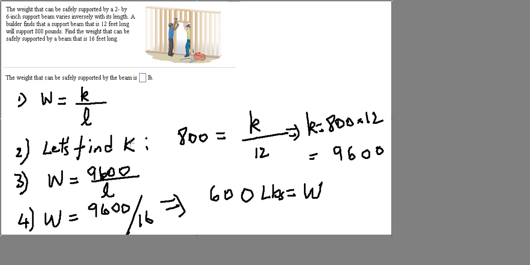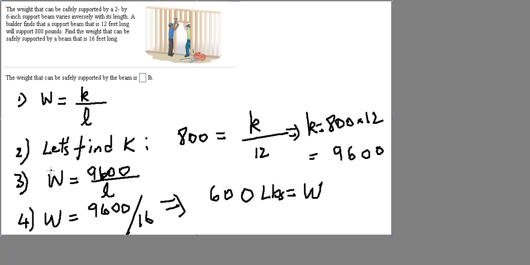So again, to solve a proportion equation, step 1, write the formula W equals K over L, because this is inversely proportional. If this was directly proportional, then it would be K times L. Then in the second step, we find K. We are given 800 pounds and 12 feet, so W is 800, the length is 12, so K would be 12 times 800, which is 9600. That would be K.